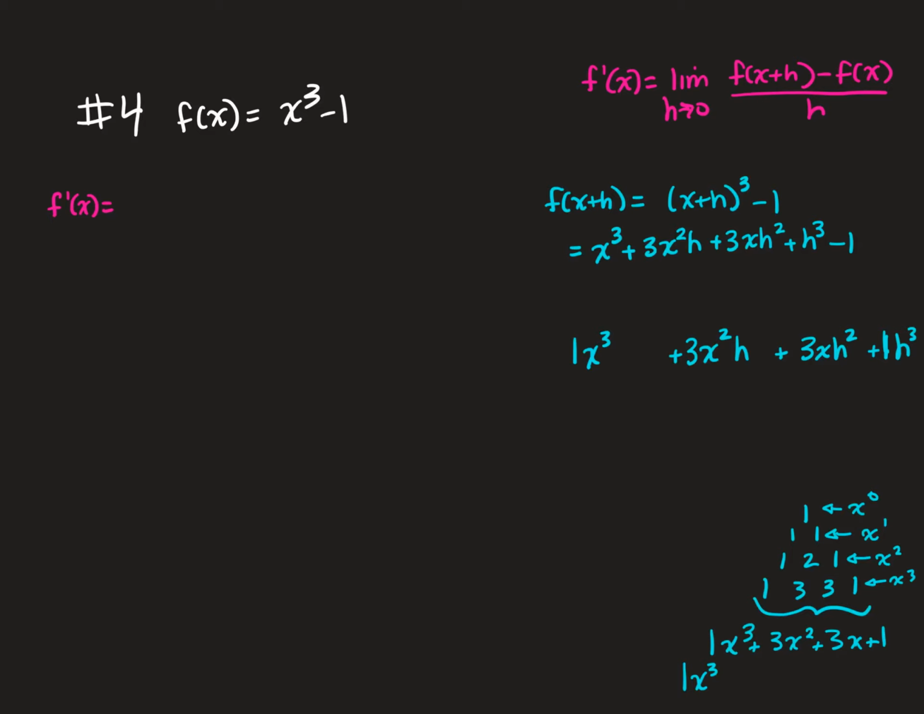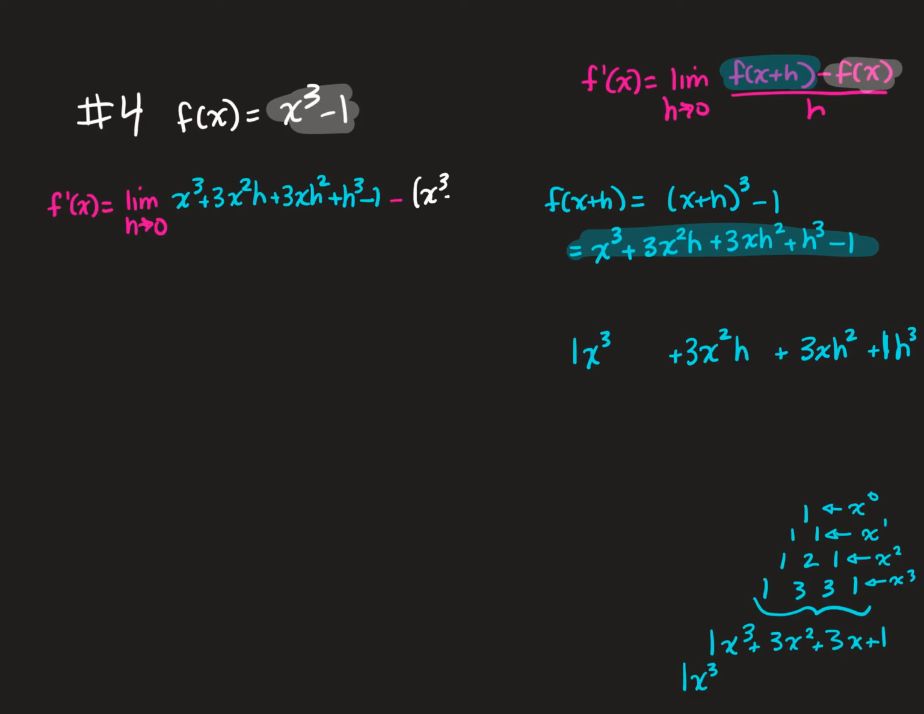So we're going to put in, remember our f of x plus h is right here, and our f of x is right here. So our limit is the limit as h approaches 0. This is going to be our derivative: the limit as h approaches 0 of that long expression that we just figured out for f of x plus h. And I'm going to be really careful to not miss any of the pieces here. And then we subtract f of x, which is just x cubed minus 1.